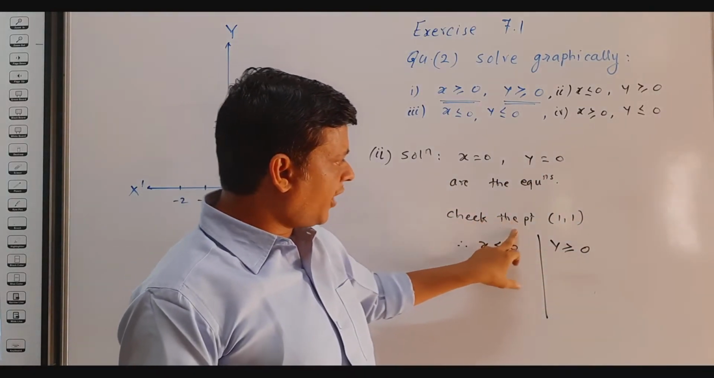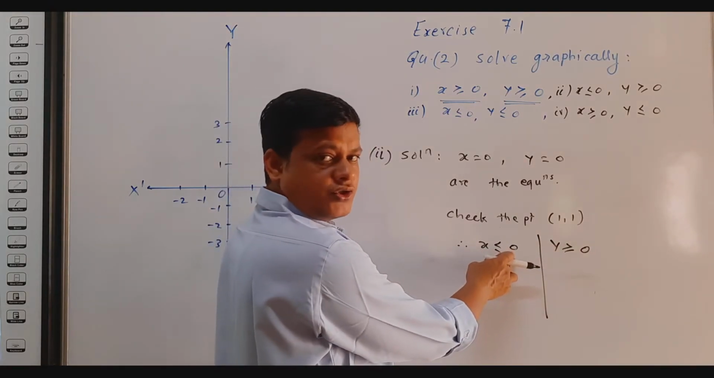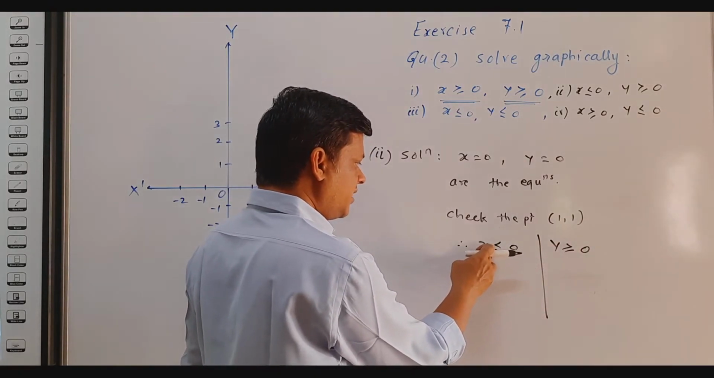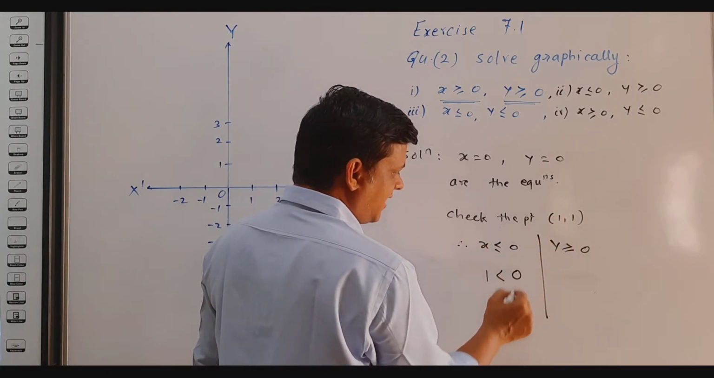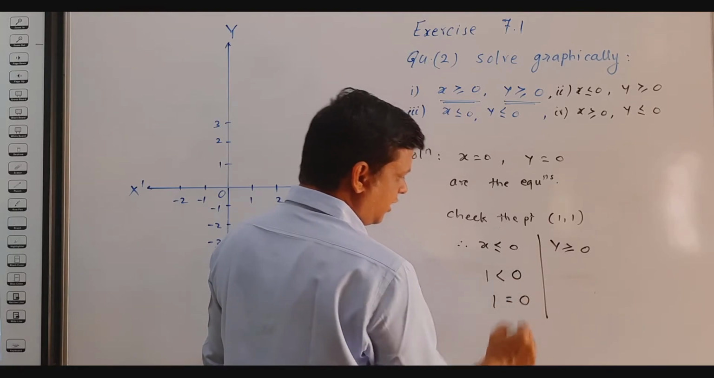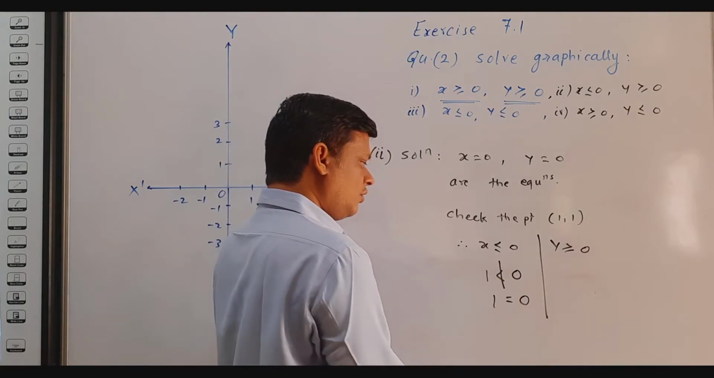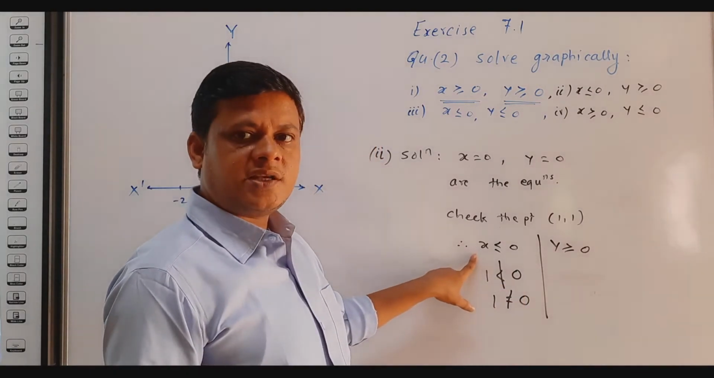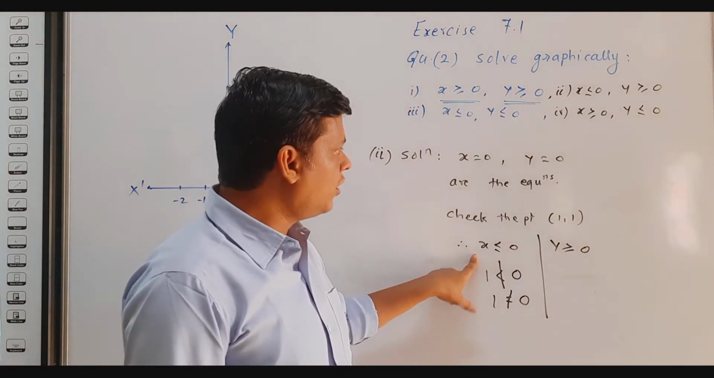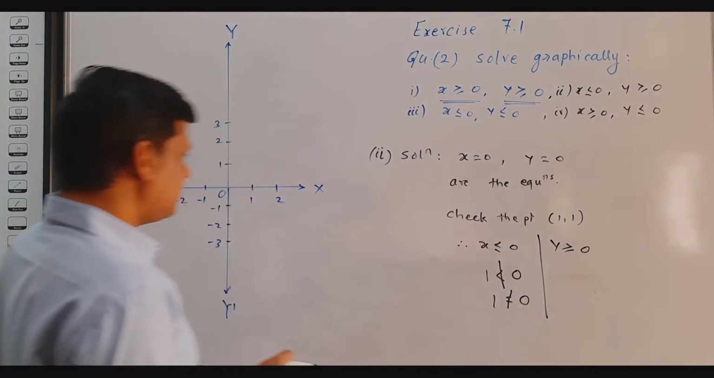So we check the point 1, 1. So inequality is x less or equals to 0. So when we replace the value of x by 1, is 1 less than 0, is 1 equals to 0, we have to check. We know that 1 is not less than 0, 1 is not equal to 0. That means this inequality does not hold for the point 1, 1. So we have to mark.